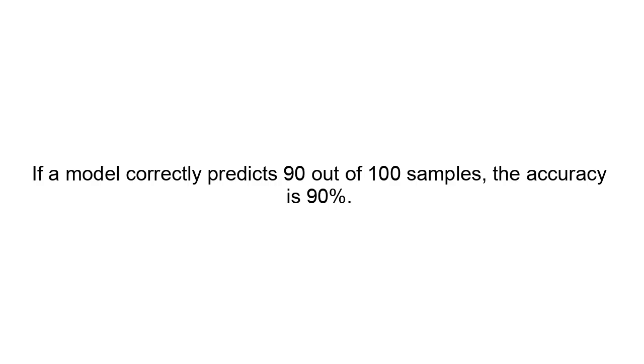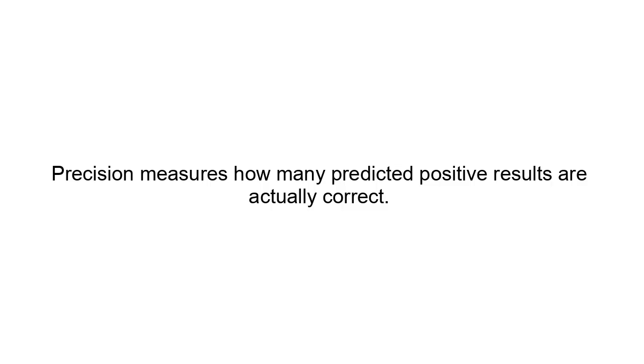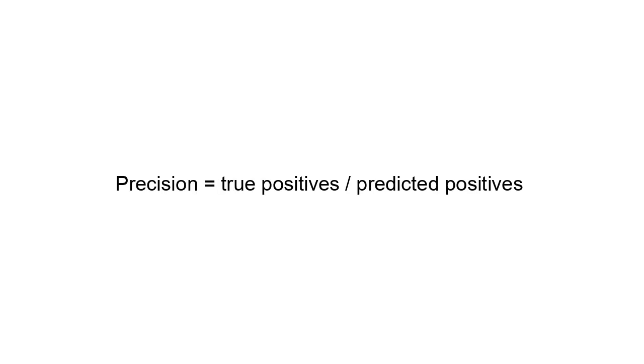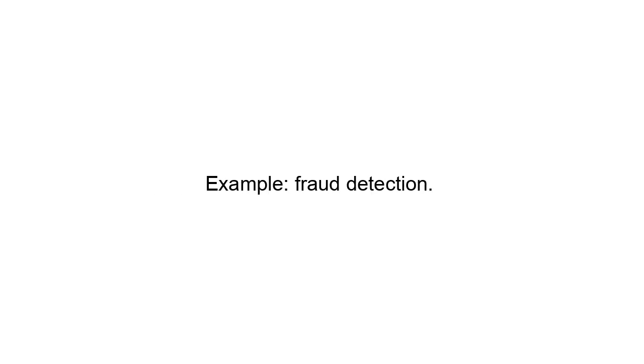Precision. Precision measures how many predicted positive results are actually correct. Example concept: precision equals true positives divided by predicted positives. Precision is important when false positives are costly. Example: fraud detection. Recall. Recall measures how many actual positive cases are correctly identified.